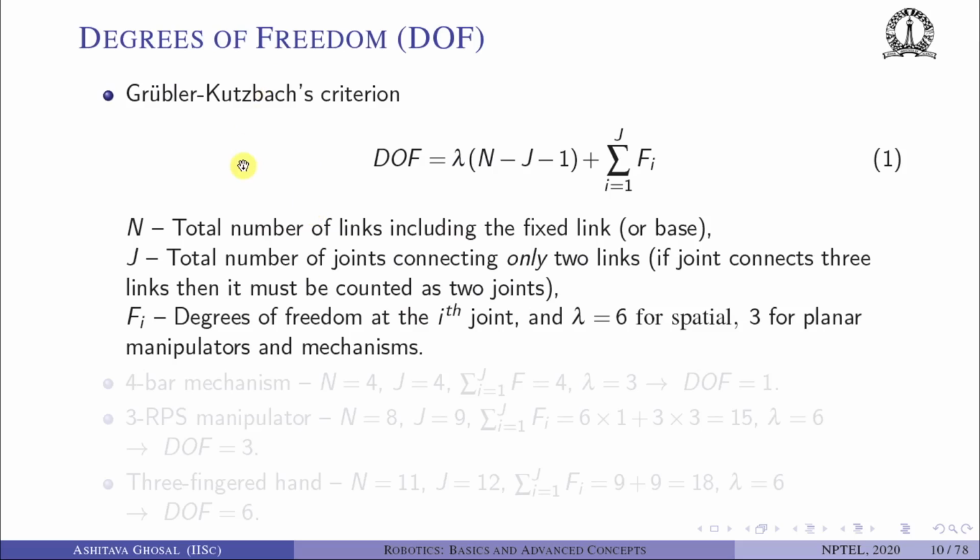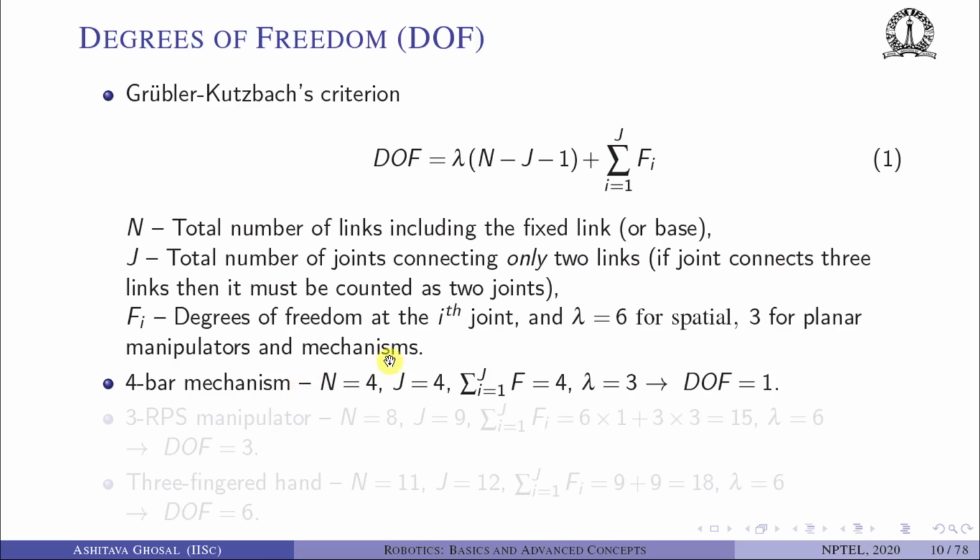So let's continue. The degree of freedom of a parallel robot can be obtained using the Grubler-Kurzbach criteria. So DOF is lambda into n minus j minus 1 into sum of all the degrees of freedom at the j joints. This is similar to the same formula used for serial robots. n is the total number of links including the base. j is the total number of joints connecting only 2 links. Fi is the degree of freedom at the ith joint, and lambda is equal to 6 for spatial motion and 3 for planar manipulators and mechanisms.